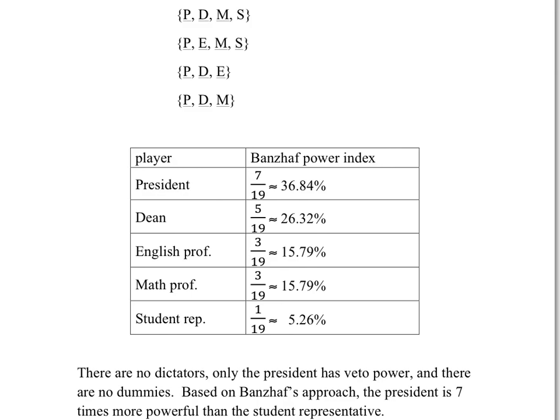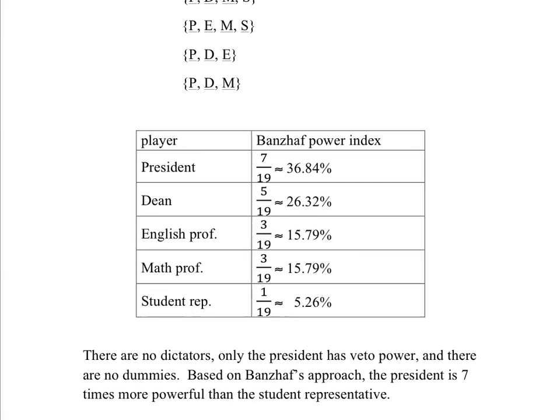At the end of the day, we discover that the president has 7 instances of being critical. That is to say, the president is critical in 7 winning coalitions. The student representative is critical in only 1. Therefore, 7 over 1 equals 7. The president is 7 times more powerful, according to Banzhaf's analysis.